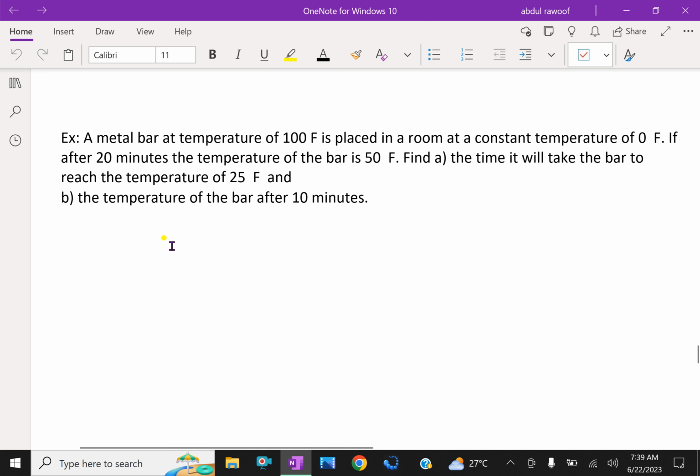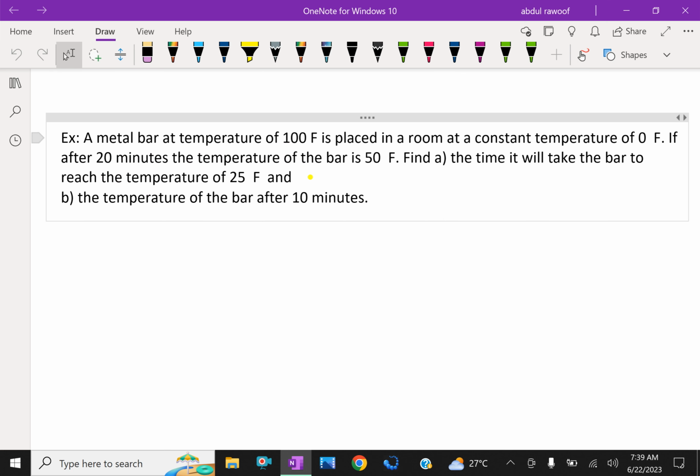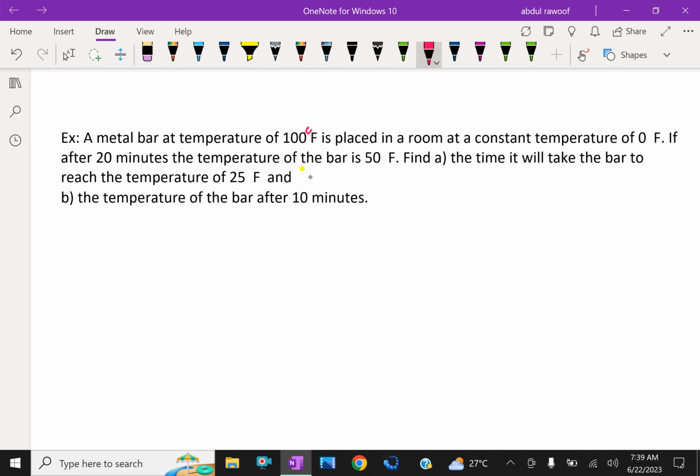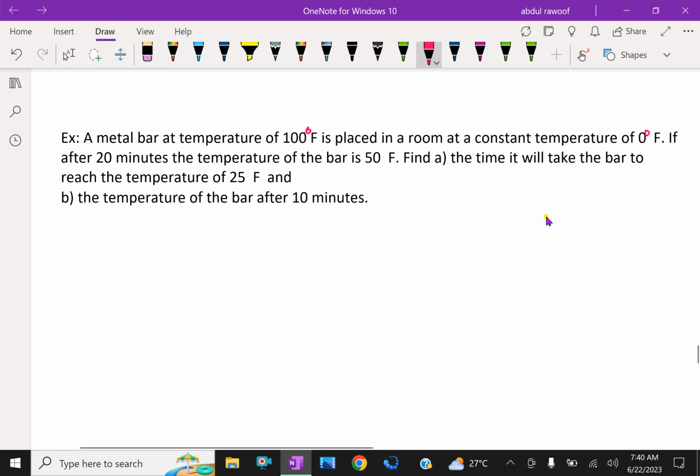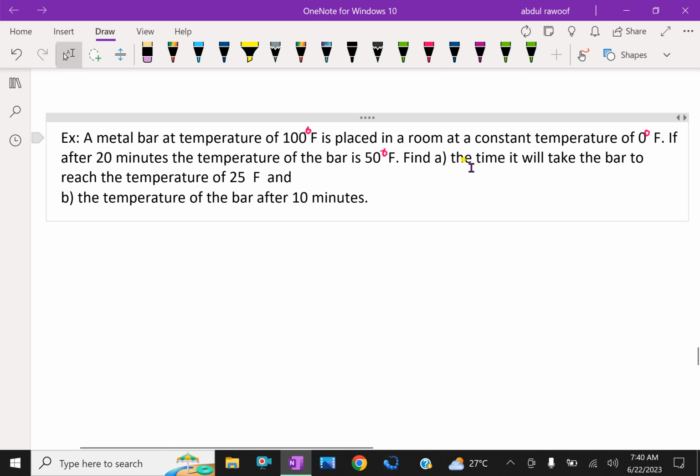Now let us do an example problem. A metal bar at a temperature of 100 degree Fahrenheit is placed in a room at a constant temperature of 0 degree Fahrenheit. If after 20 minutes the temperature of the bar is 50 degree Fahrenheit, find the time it will take the bar to reach the temperature 25 degree Fahrenheit. From 100 degree Fahrenheit, it should go to 25 degree Fahrenheit, how much time will it take.